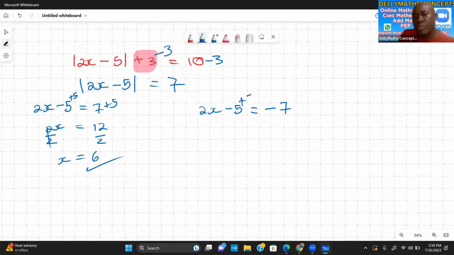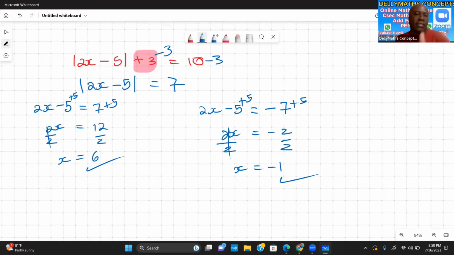Let me add to the other side. Let's add 5. So 2x is equal to negative 2. And then if we divide by 2, then x is equal to negative 1. So my two responses for this question are that x is equal to 6, as well as x is equal to negative 1. So what's the difference in this case?